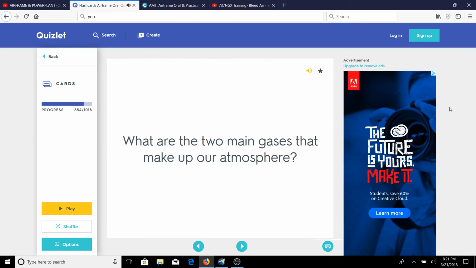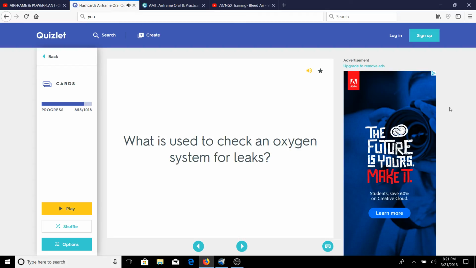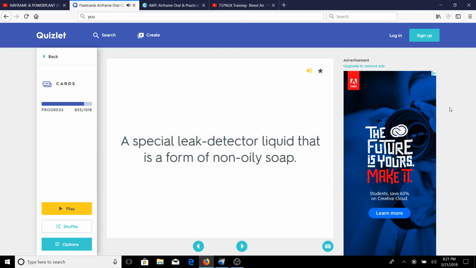What are the two main gases that make up our atmosphere? Nitrogen and oxygen. What is used to check an oxygen system for leaks? A special leak detector liquid that is a form of non-oily soap.